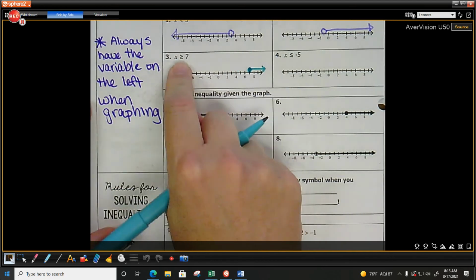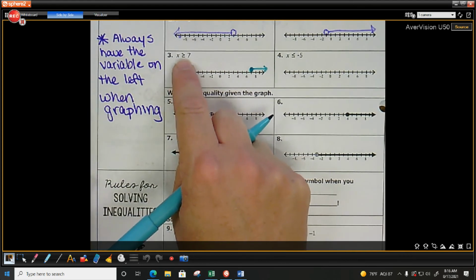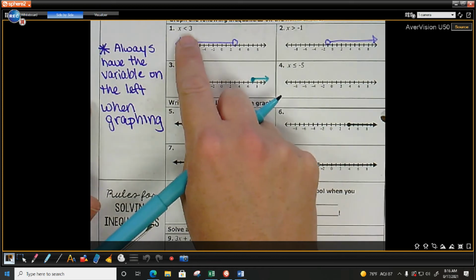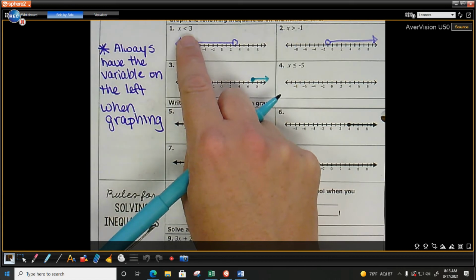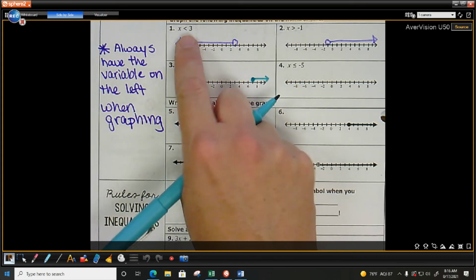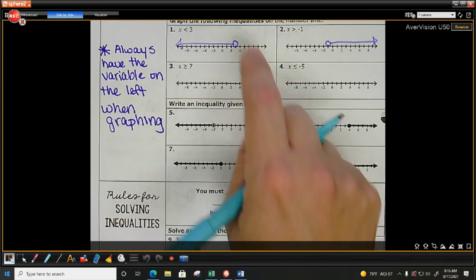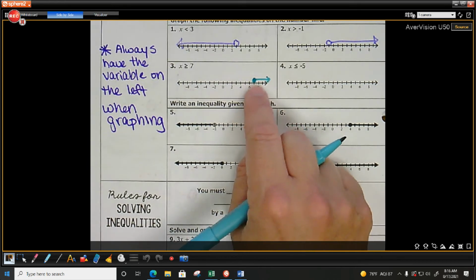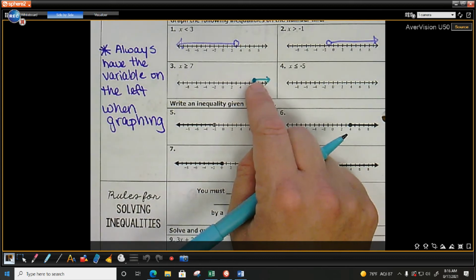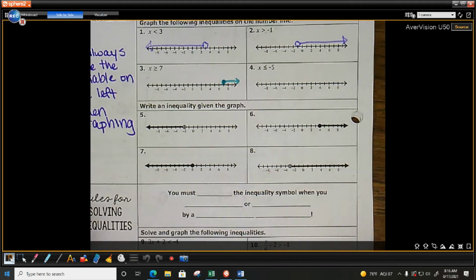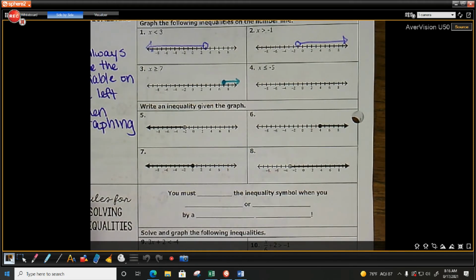Up here, whenever it said x is less than 3, is 3 a solution? No, it has to be purely less than 3. It can't be 3. There's no equal to 3. So that's what the open circle denotes. The open circle means it cannot equal. The closed circle means that, yes, that is included in my solution set. Open or closed dot on -5? Do you see the equal to line under the inequality? So it's a closed dot on -5.